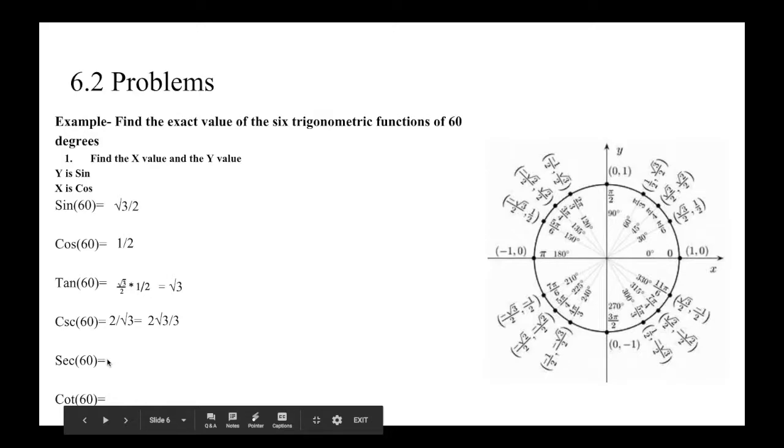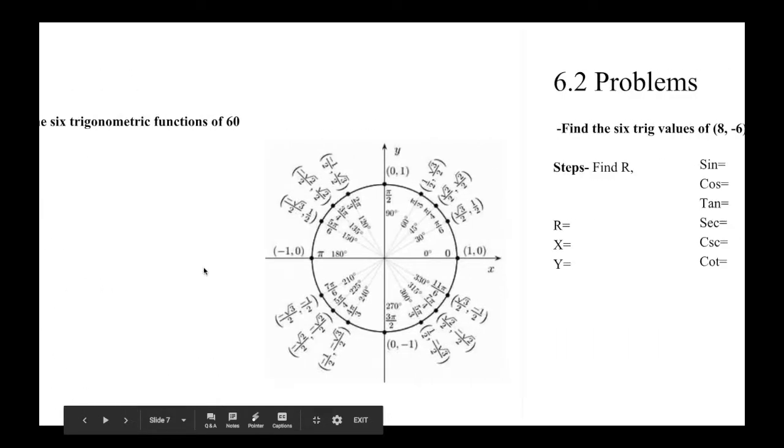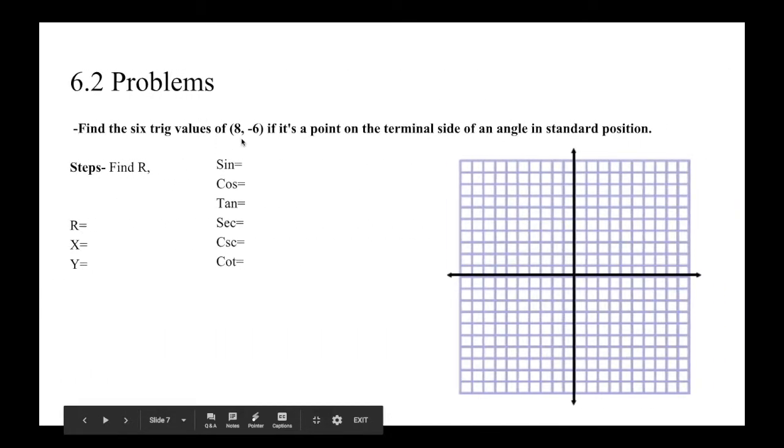To find secant, we take the inverse of cosine, which is 2 divided by 1, simplified is 2. To find cotangent, we take the inverse of tan, giving us 1 divided by radical 3, simplifying to be radical 3 divided by 3.